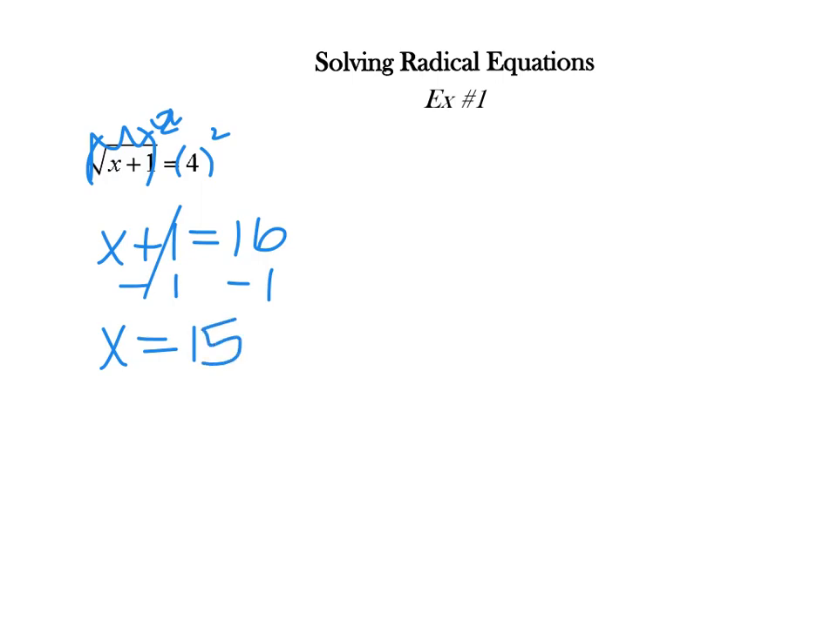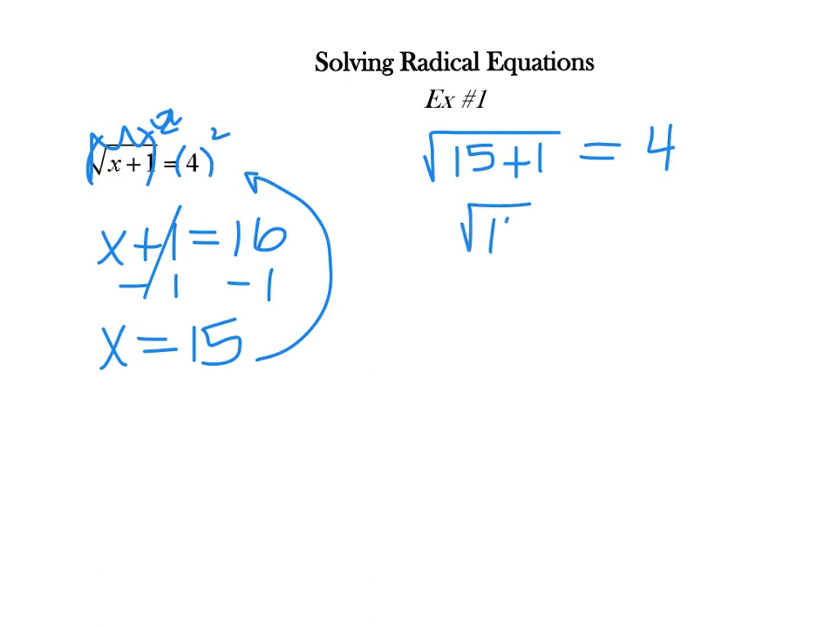Again, as we've done before, anytime you solve for a variable in an equation, you want to plug it back into the original problem and see if it's correct. If it is correct, then we can consider this our solution. All right, so let's begin. We have the square root of x plus 1, which in this case is 15 plus 1, and we want to find out if the left-hand side equals the right-hand side. So let's simplify the left. We have the square root of 15 plus 1, which gives the square root of 16. And yes, 4 equals 4. Since the left-hand side equals the right-hand side, this is our solution, x equals 15.